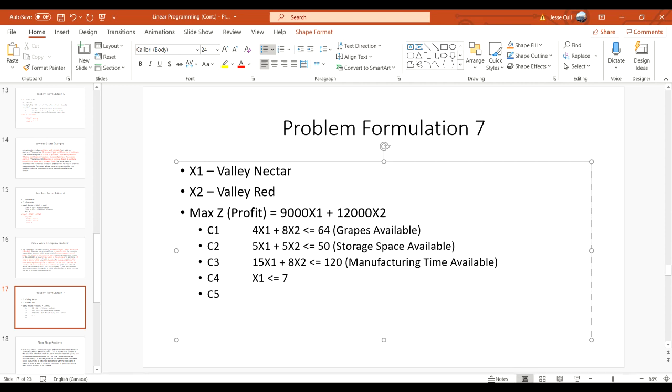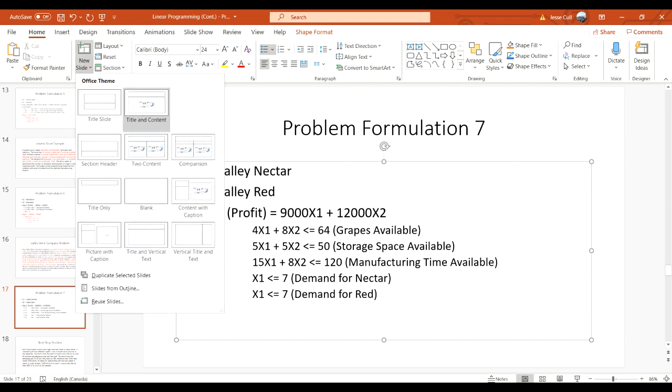x1 is less than or equal to 7, which is demand for nectar. And x2 is less than or equal to 7 again, which is demand for red. That's what we've shown so far, our demand for each. So we have a total of 5 different constraints. Same thing we've done before, just with slightly more constraints. So we'll open a second slide and we'll collect all of the information together.